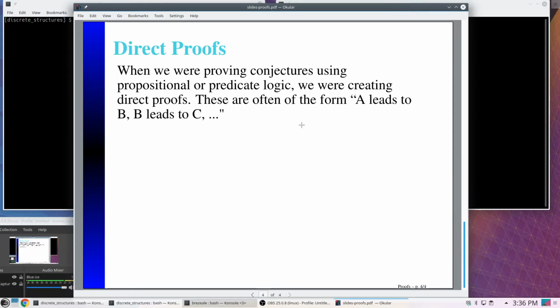So we'll look at direct proofs first. When we were proving conjectures using propositional or predicate logic, we were creating direct proofs. And if you recall, these often took the form of A led to B, B led to C, and so forth. That is, they were in the form of implications, right? We had a set of hypotheses, and we knew some relationships, and we used those to move from one thing to the next, to the next, to the next. So we went directly to the last thing, a step at a time. And that's why they're called direct proofs. Okay? So let's look at some examples of direct proofs.